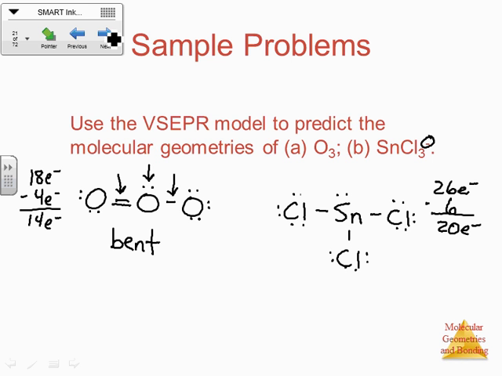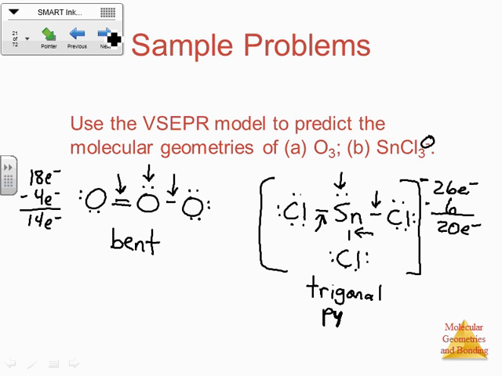And don't forget, when you get done with this, you have to put it in brackets and put the minus on the outside, because this is a polyatomic ion. It looks like everything's fairly happy with this arrangement. What we've got here is 4 total domains, which would be a tetrahedral structure, but because one of them is non-bonding, that's going to be trigonal pyramidal. So the actual geometry here is trigonal pyramidal.